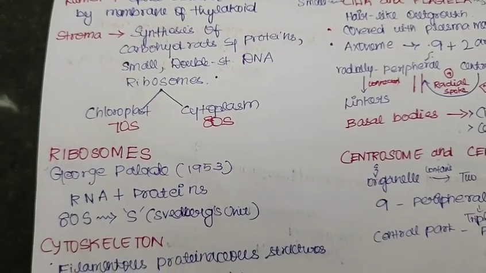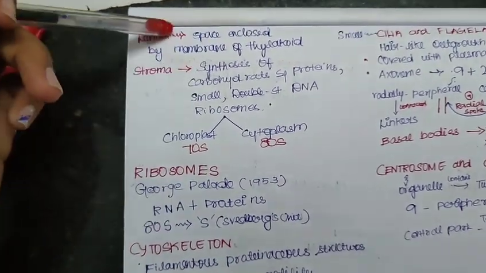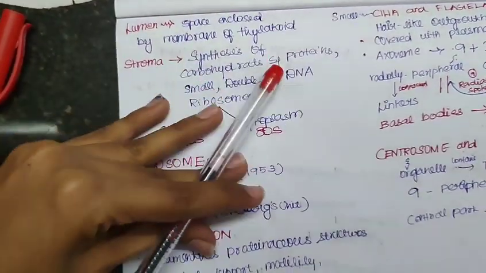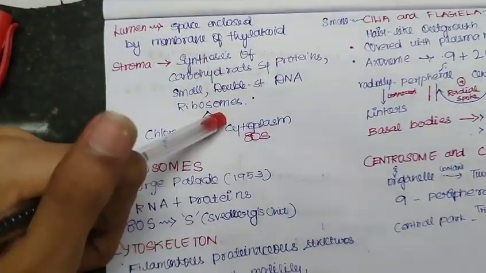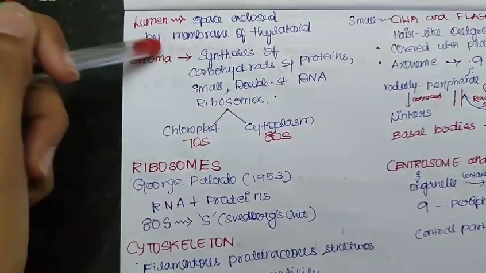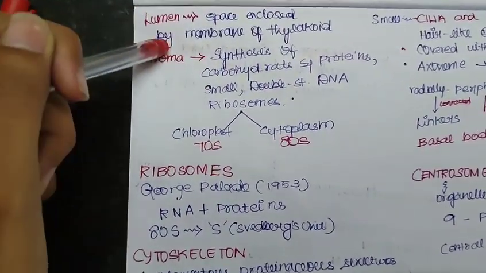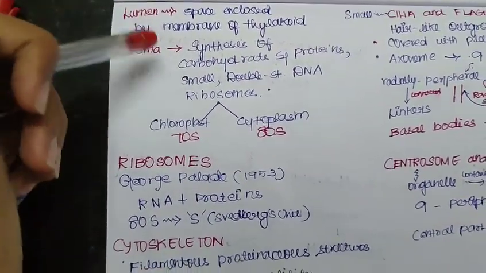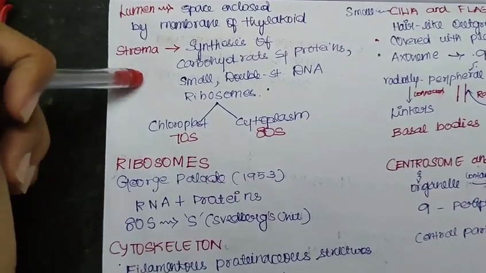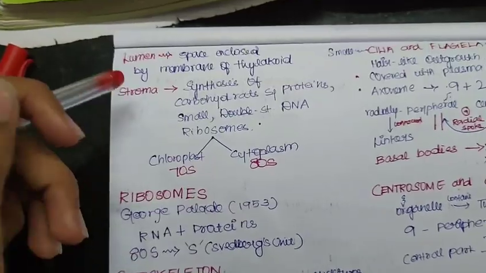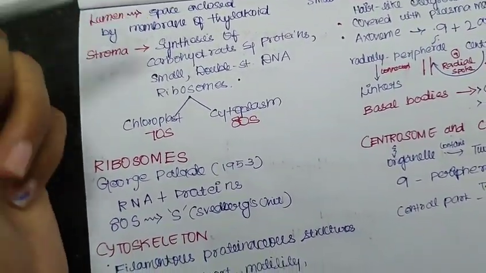To continue with the chloroplast, we have another structure called lumen, which is nothing but the space enclosed by the membrane of thylakoid. The space enclosed by the membrane of thylakoid is called lumen. This stroma, what is stroma? Try to revise. It is a space which is limited by the inner membrane of the chloroplast.